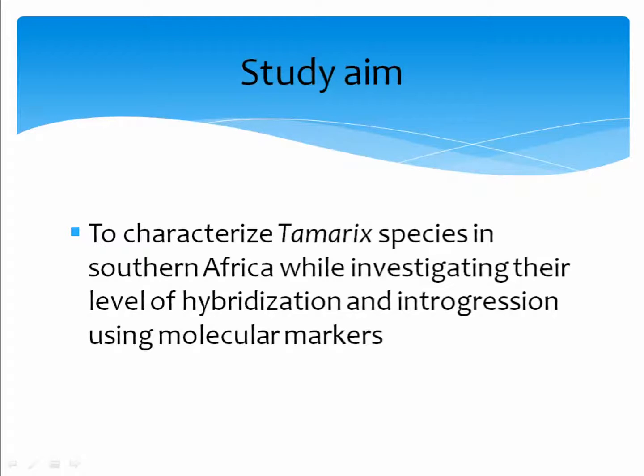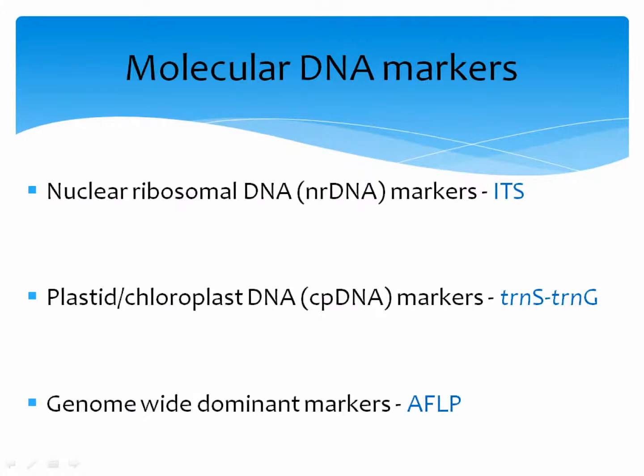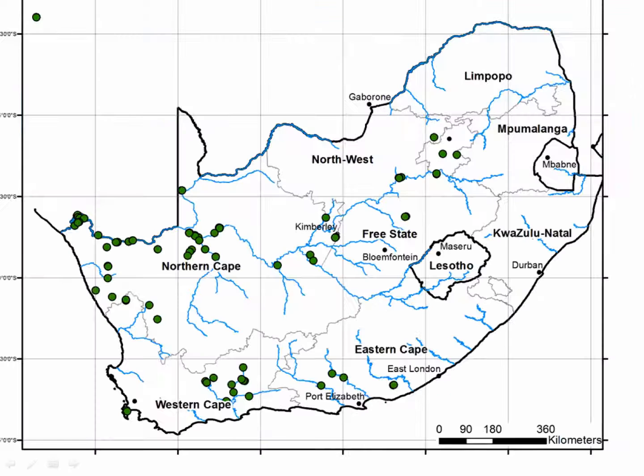That takes me to the aim of my study, which was to characterize the tamarisk species in South Africa while investigating the hybridization and introgression using molecular markers. These are the 3 different markers that I looked at: the nuclear region, the plastid region, and also the genome-wide fingerprinting of tamarisk.